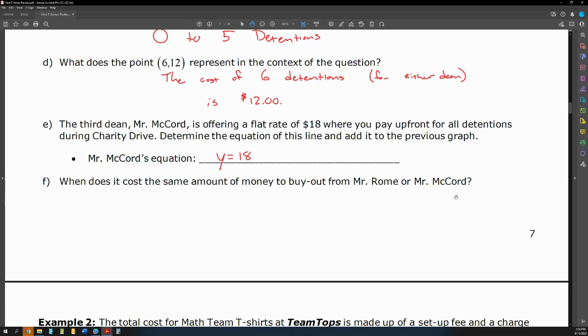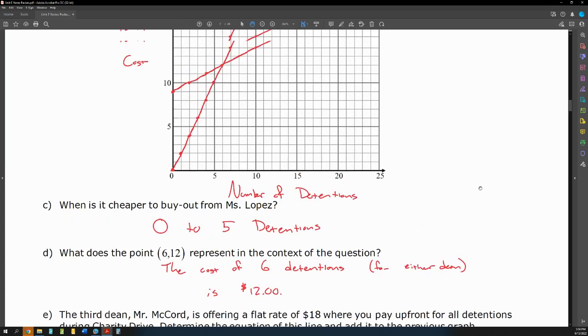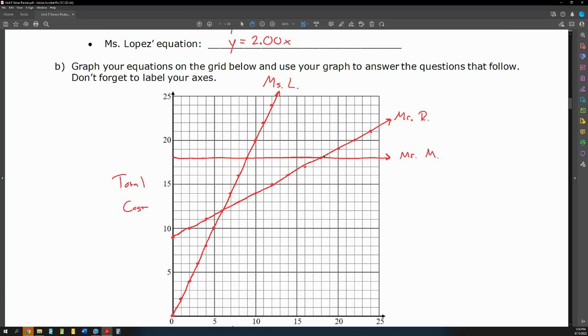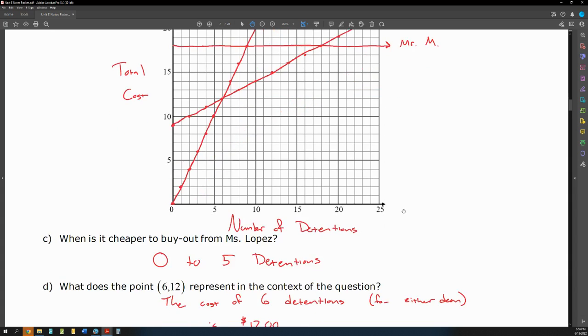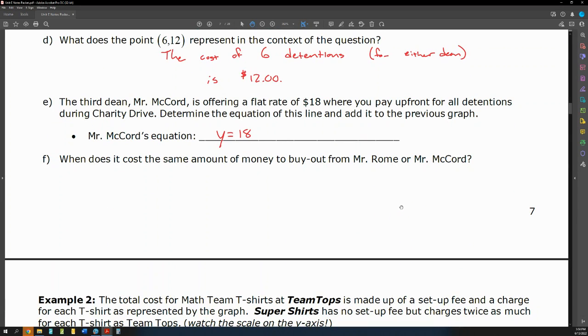Part F, when does it cost the same amount of money for you to buy out from Mr. Rome or Mr. McCord? So now we want to find where Mr. Rome's line and Mr. McCord's line intersect. So I can see that it's right about here at x equals 18, or at 18 detentions. So when does it cost the same? At 18 detentions.